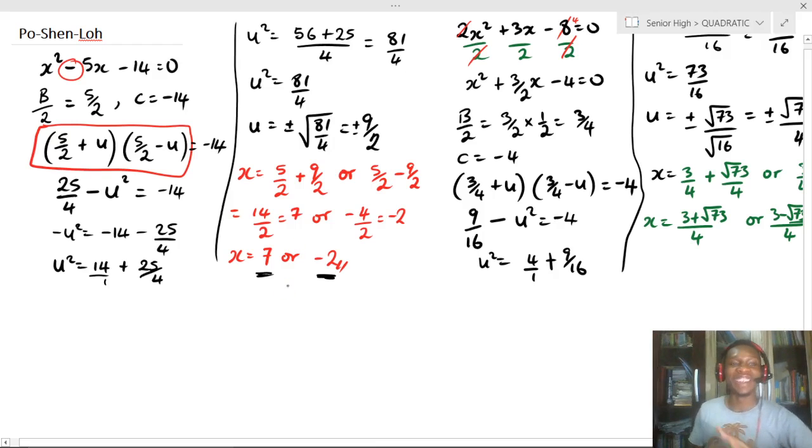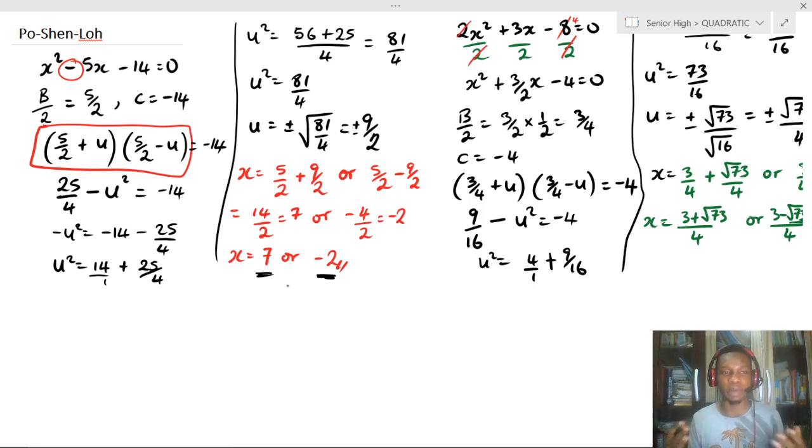Hello, class. Last time I gave you work to do on Po-Shen Loh's method and the quadratic formula, applying both to see if you could derive the same solutions for the particular questions I gave you. But then I noticed that, on my part, I skipped an aspect of the explanation.